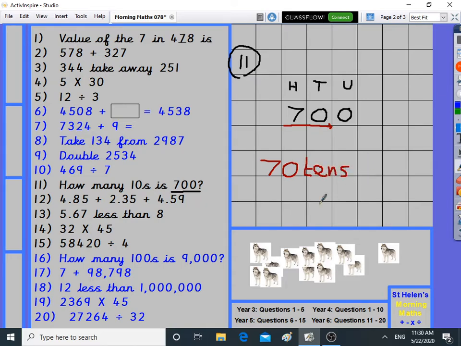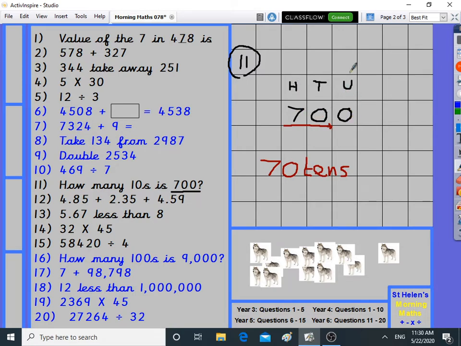So a weird question, how many 10s is 700? It is 70 10s. These questions will come up a bit more going forward. It's useful place value, because this does come up in questions in tests and things like that. Useful to know that 700 is worth the same as 70 10s. If it was hundreds, it would be 700s.